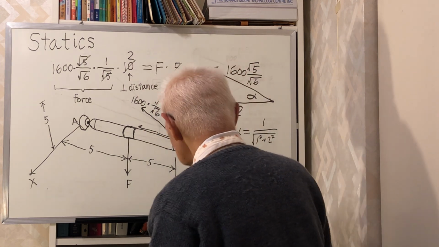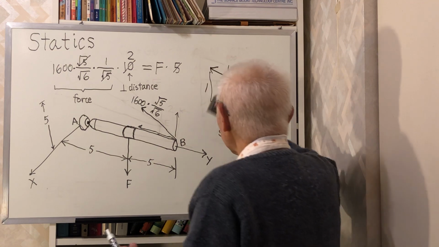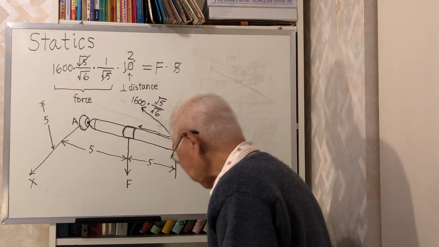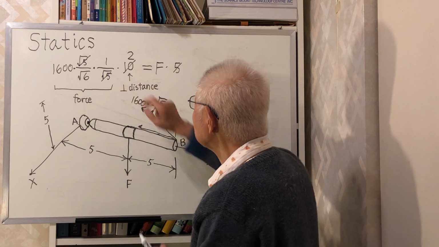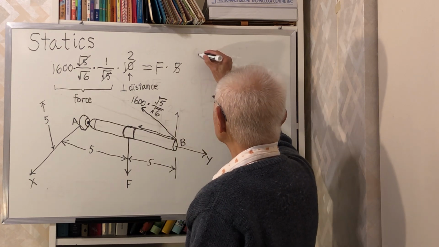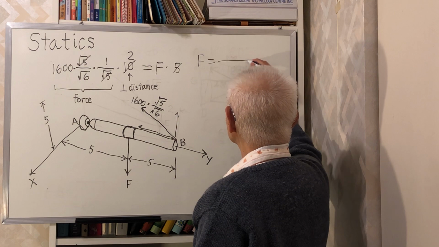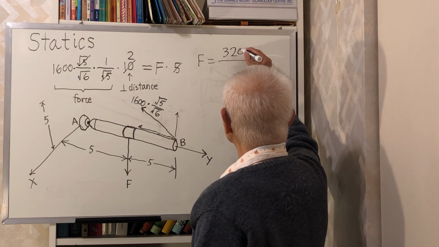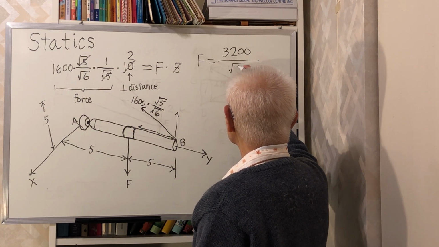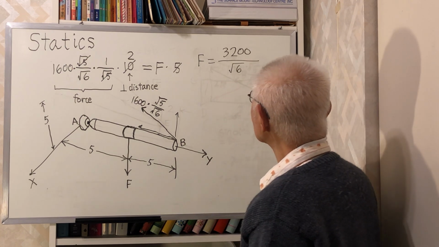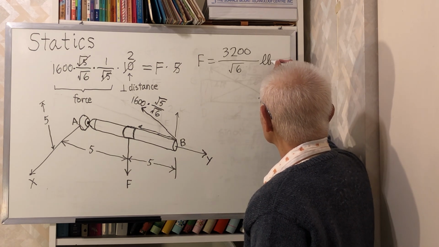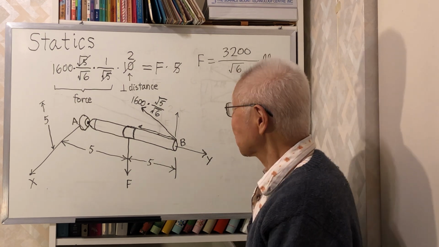So what is F? Again I need to erase. Sorry for that. The whiteboard is not big enough. So F is just this part, and see here, 2 times this. So F is 2 times this divided by root 6. So this is in pounds. Okay, so I have this answer now.